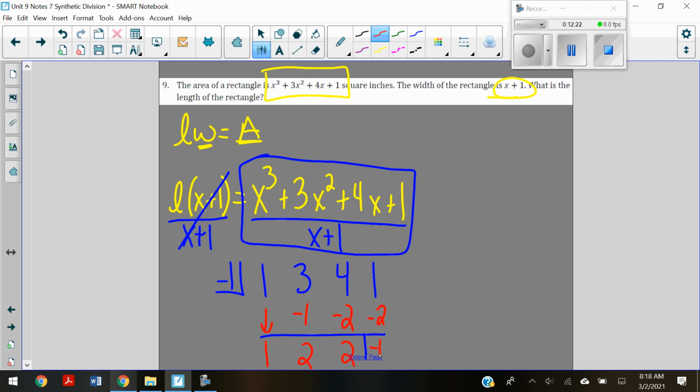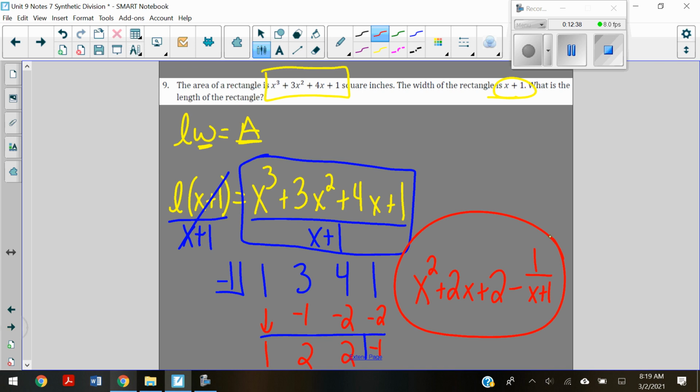So my solution then is going to be x squared, because we went down 1 power, plus 2x plus 2 minus 1 over x plus 1. So that is the length of the rectangle.